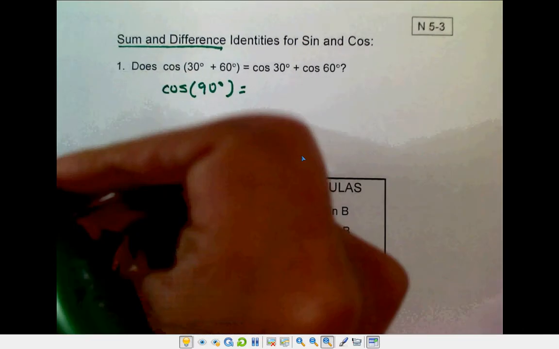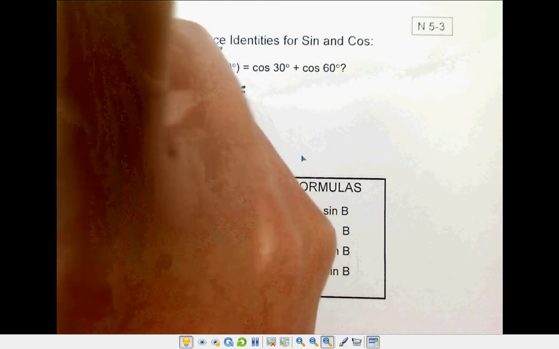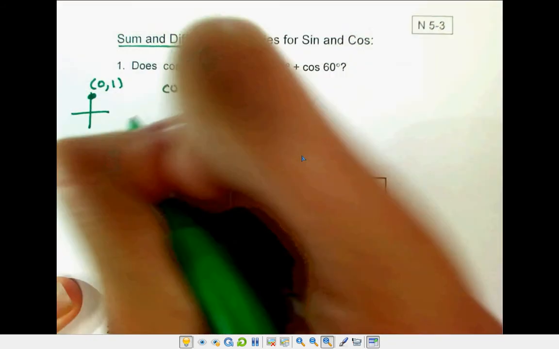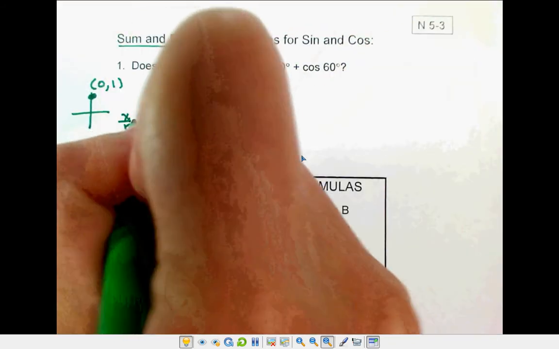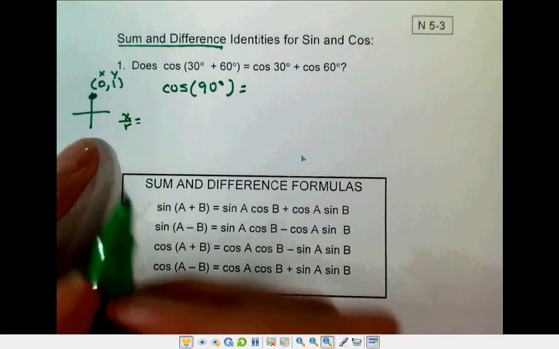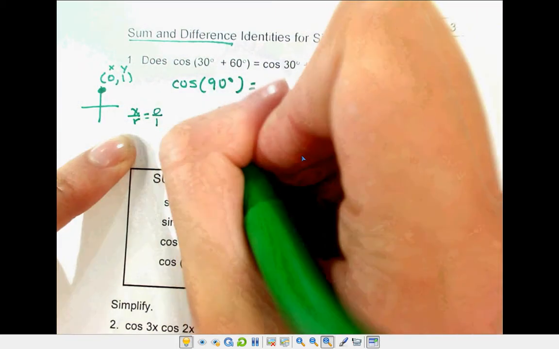And 90 degrees we know is on our unit circle. It's this point right here, (0, 1). And cosine is x over r. So cosine of 90 degrees, here's my x, here's my y. Cosine of 90 degrees is 0 over 1 because our r is always 1. So cosine of 90 degrees is 0.